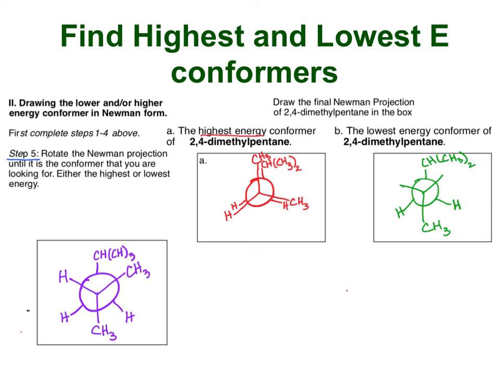And then the next thing we're going to do is just add our smallest group across from the smallest group. So we need a hydrogen across from a hydrogen, and that's actually fine. We can draw it like that. And then our last thing is the medium one. We just put it in the spot left over, so we're going to put it right there.